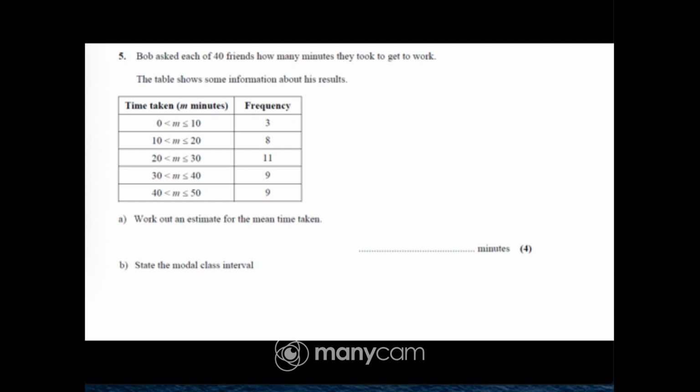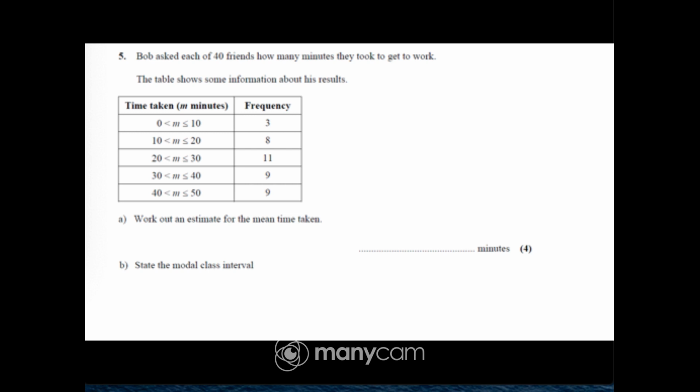So Bob asked each of his 40 friends how many minutes they took to get to work. The table shows some information about his results. Work out an estimate for the mean time taken and state the modal class interval. Well, this is just basically very similar to the ones that we've done already. It's no different really. What we do need to notice with this one is there is an extra little part here which asks for the modal class. Okay, what is the modal class of this?